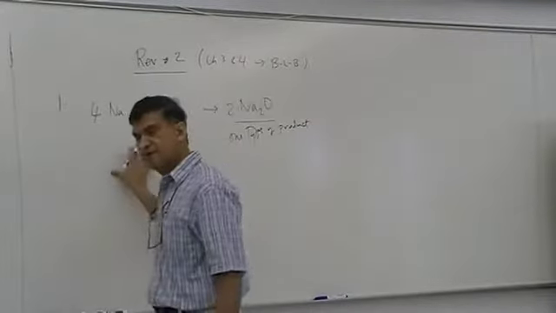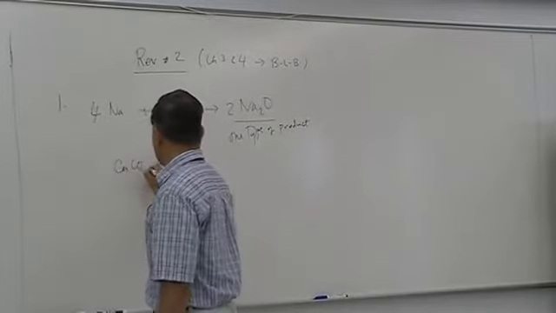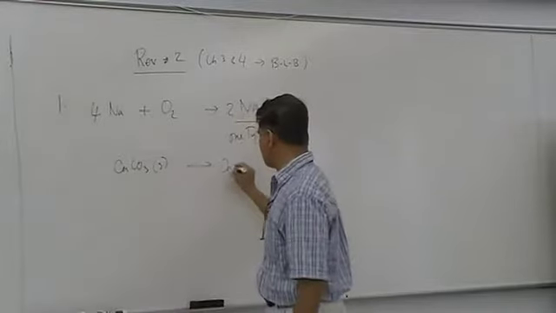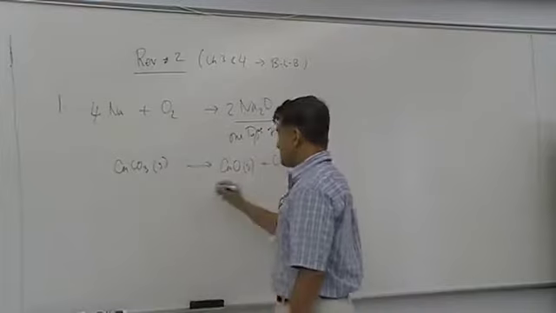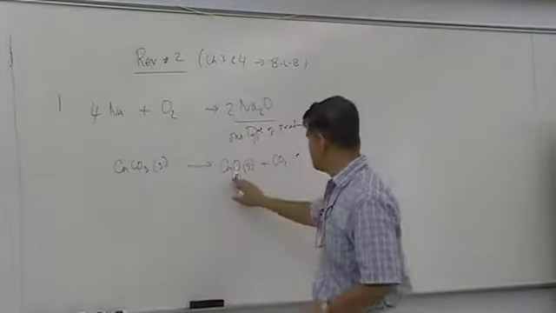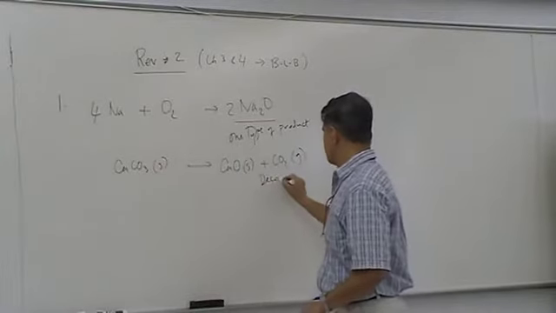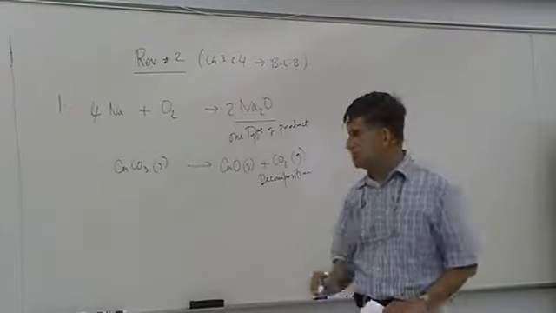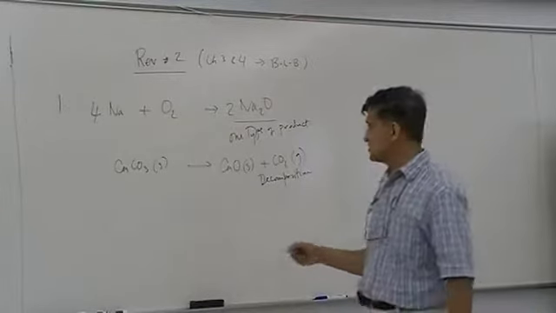Decomposition, you begin with one compound, but end up with more than one. For example, if you heat calcium carbonate, that will break down into calcium oxide plus carbon dioxide gas. This is decomposition. You are breaking down calcium carbonate into two products. Later on, we'll give you examples of single displacement and double displacement reactions, and there'll be questions on them too.